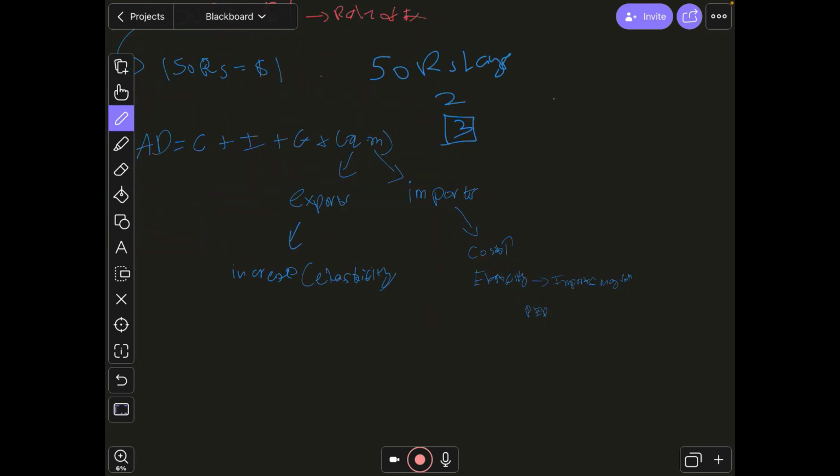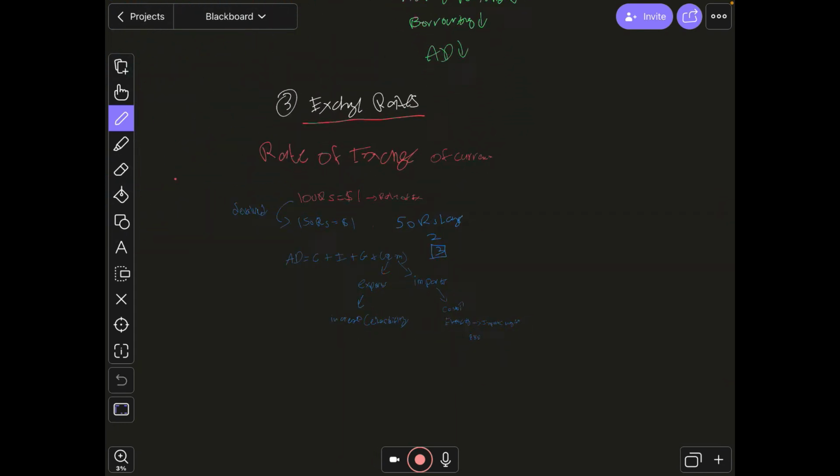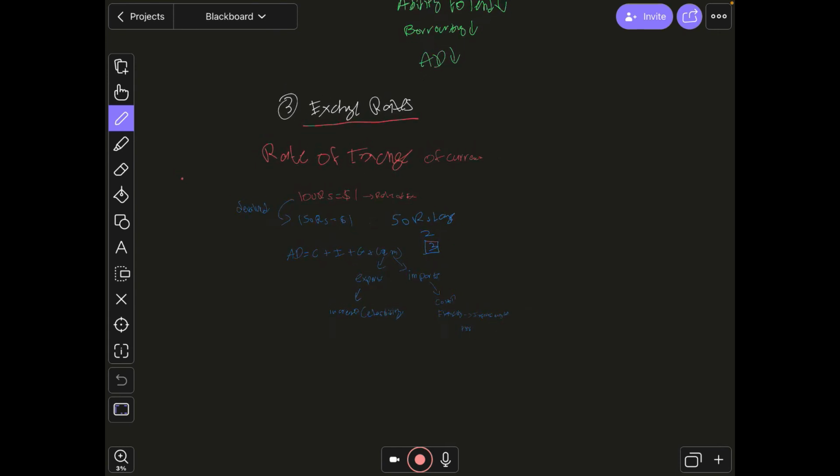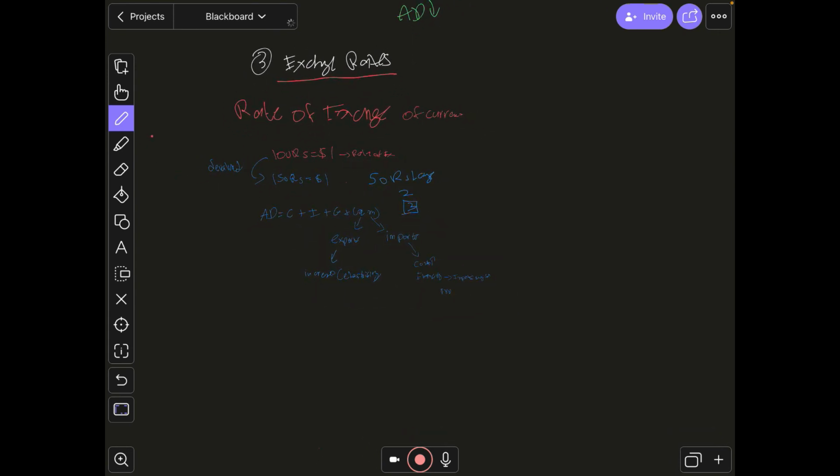So all of these tools altogether, exchange rates, money supply, and interest rates, are known as the tools of monetary policy.